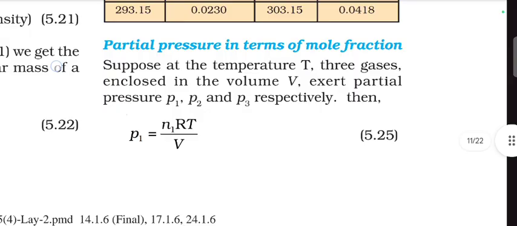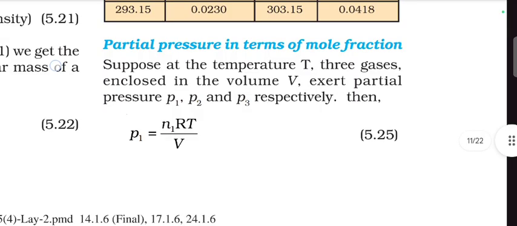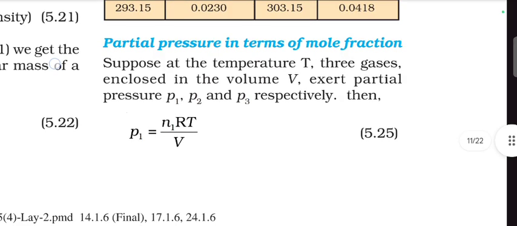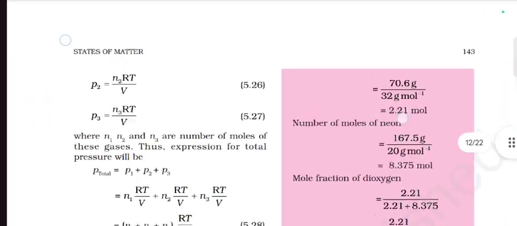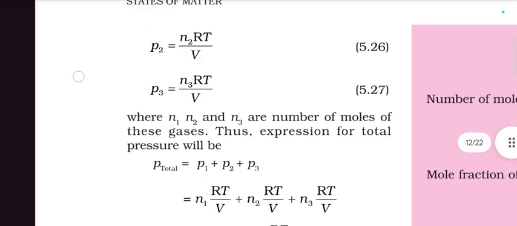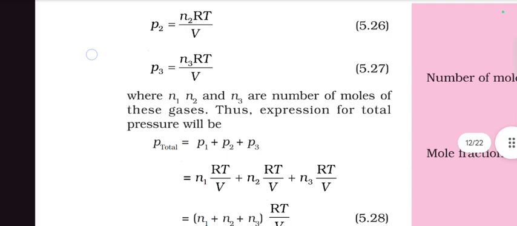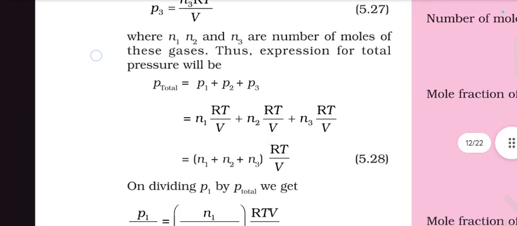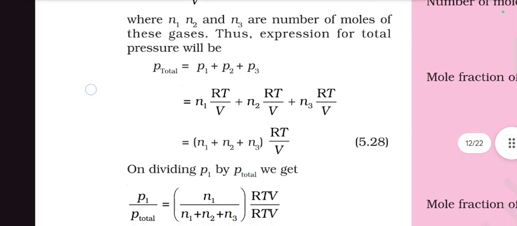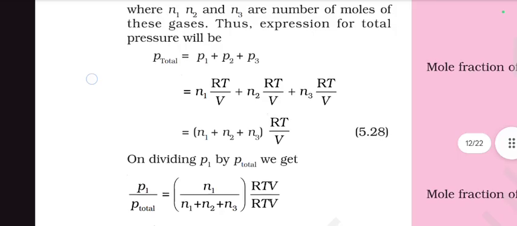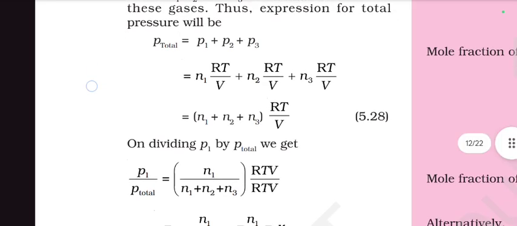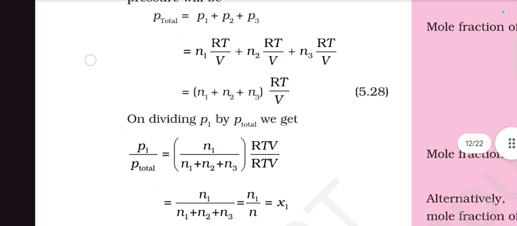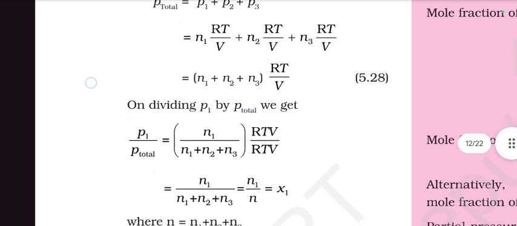Suppose at temperature T, three gases enclosed in the volume V exert partial pressures P1, P2 and P3 respectively. Then P1 is equal to n1 RT upon V, P2 is equal to n2 RT upon V, P3 is equal to n3 RT upon V, where n1, n2, n3 are the number of moles of these gases. Thus, the expression for total pressure will be P total is equal to P1 plus P2 plus P3, which is equal to n1 into RT upon V plus n2 into RT upon V plus n3 into RT upon V, which is equal to n1 plus n2 plus n3 into RT upon V.